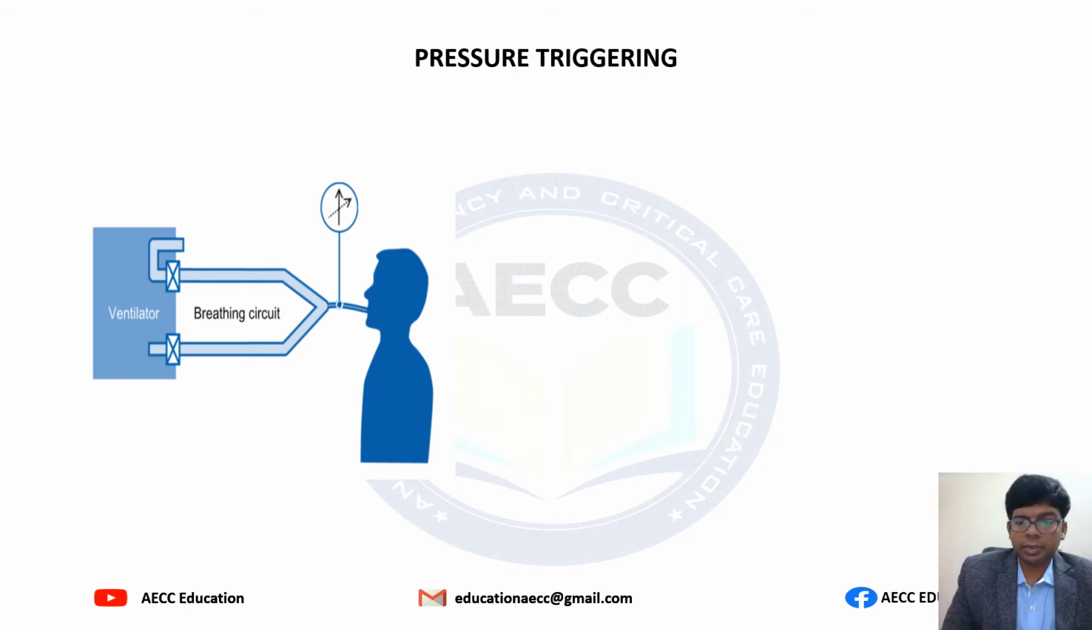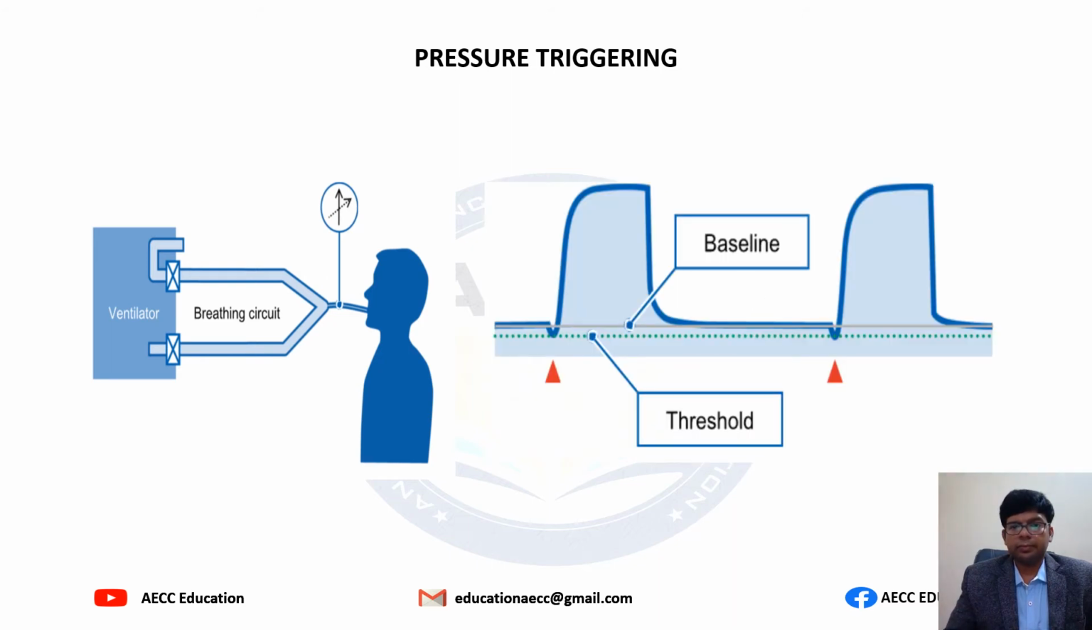Now, pressure triggering. Pressure triggering is a form of patient triggering. The patient's inspiratory effort causes the airway pressure to drop from the current baseline. If the pressure drop reaches a set threshold, the ventilator is triggered and starts delivery of the inspiratory gas, like here.